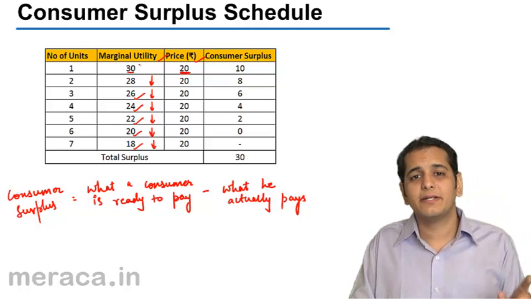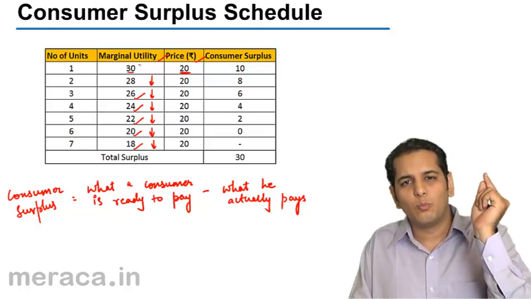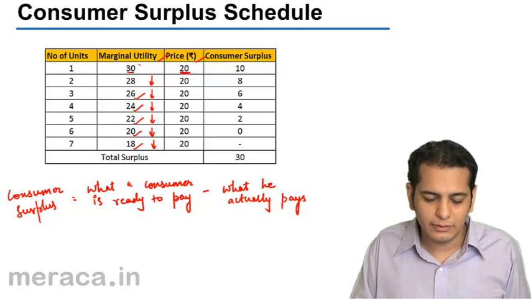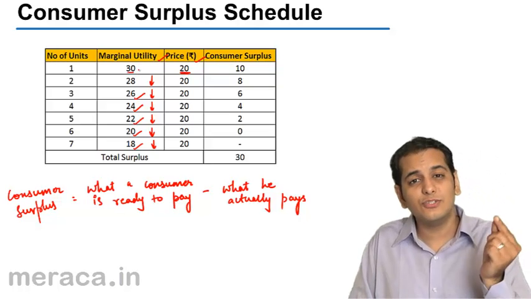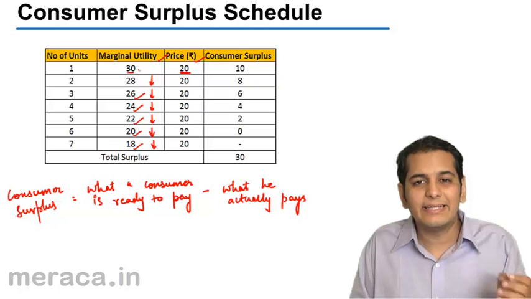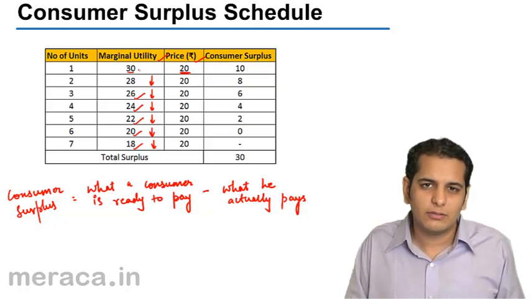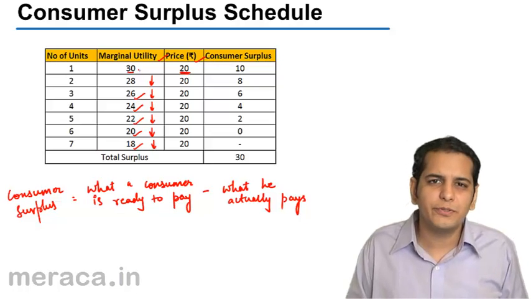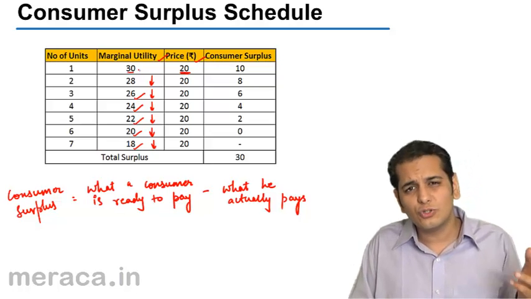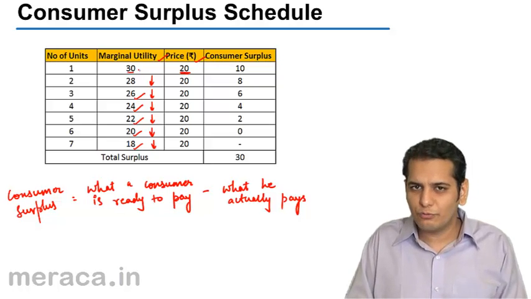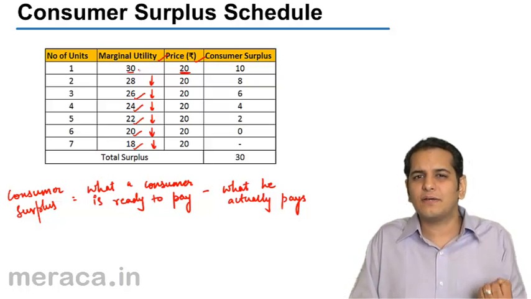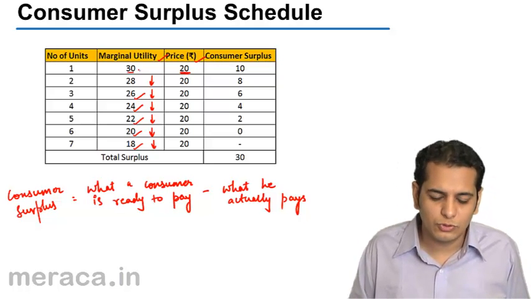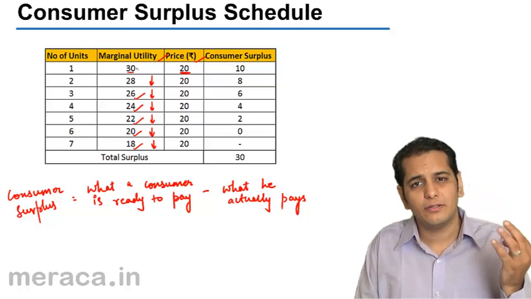Now, as I said, we have assumed 1 rupee equals 1 utility. So, when the consumer consumes the first unit, he gets a utility of 30. Wouldn't he be ready to pay 30 rupees for it? He'll surely be ready to pay 30 rupees because he is deriving a satisfaction level which is equivalent to 30 rupees. So he is ready to pay 30 rupees.